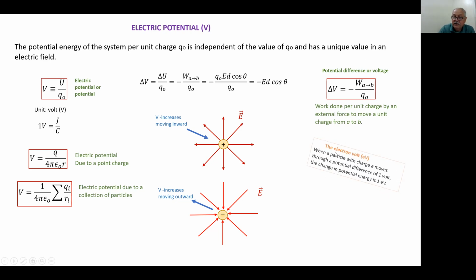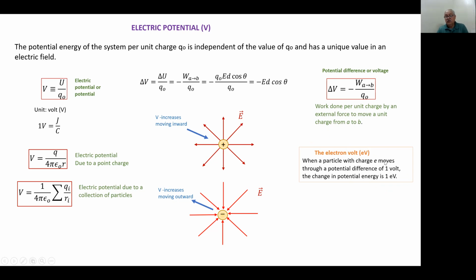Okay, perfect. Now let's go to the electron volts. One unit that is used at this level when we have electrons and charges is a very common unit, right? The electron volts. When a particle with charge moves through a potential difference of 1 volt, the change in potential energy is 1 electron volt. Okay, let's see how we can define this.